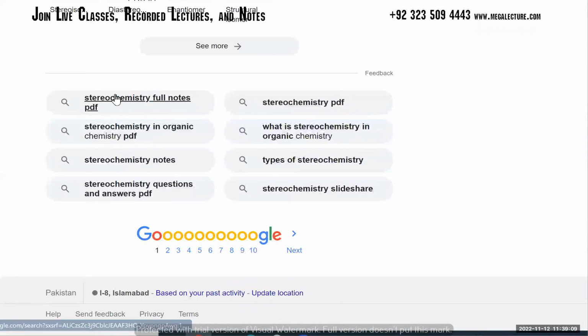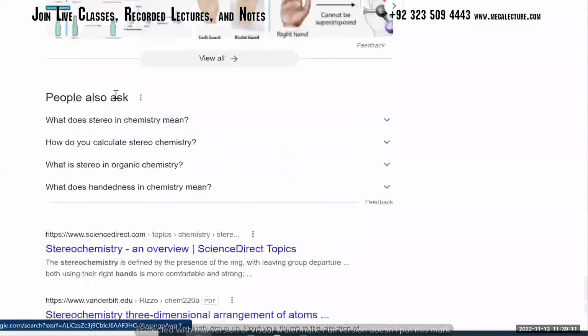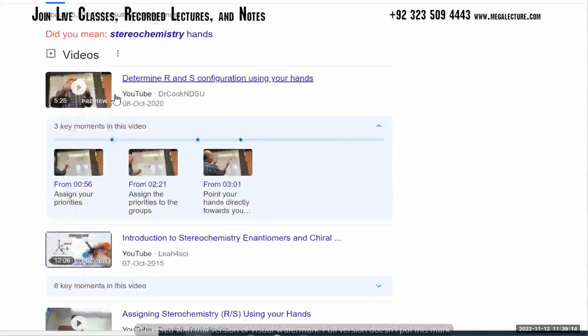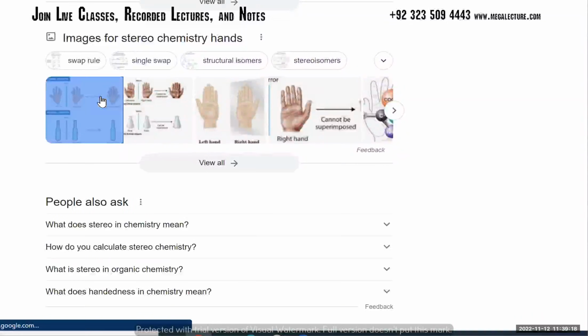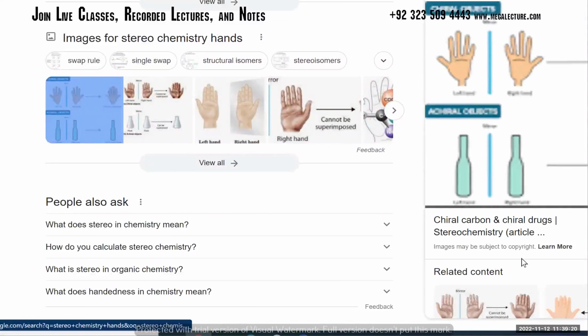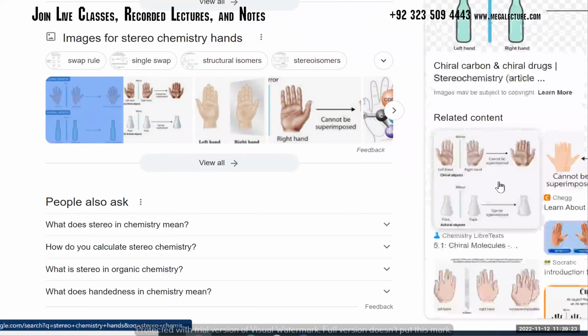ठीक है, एक second. ठीक है, so just, उसी में मैं उसी image ले लूं.